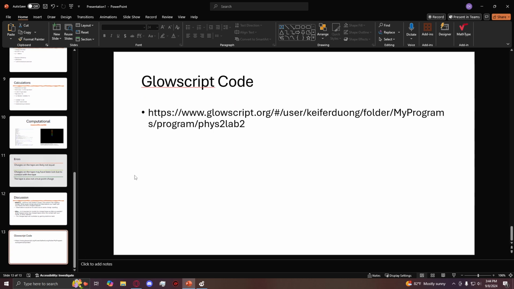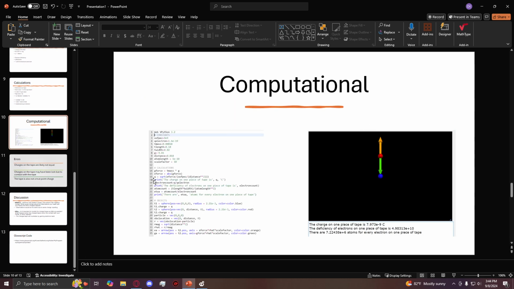And here's my GlowScript code. It's also shown on the computational slide, and that concludes my presentation.